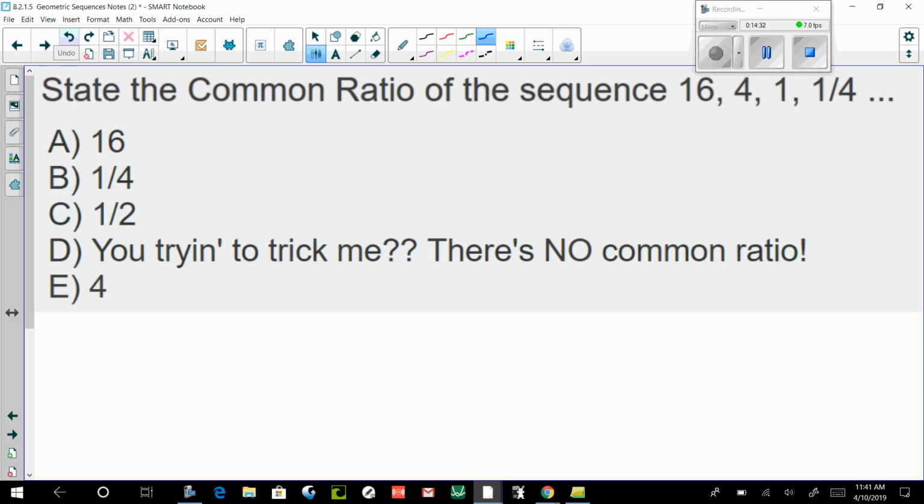State the common ratio of the sequence. So these are just some practice questions you could do at home. I don't need to do all of these. I'll buzz through a few.